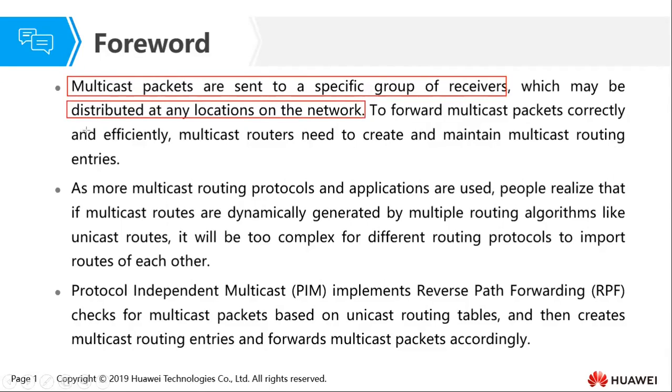Now, to forward multicast packets correctly and efficiently, multicast routers need to create and maintain what we call multicast routing entries. Just like we have an IP routing table that is used for forwarding unicast packets, we also need a multicast routing table to maintain the routing entries for multicast data.